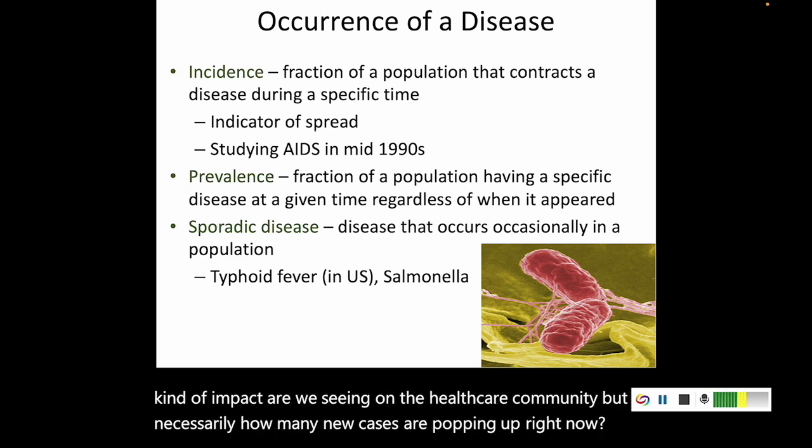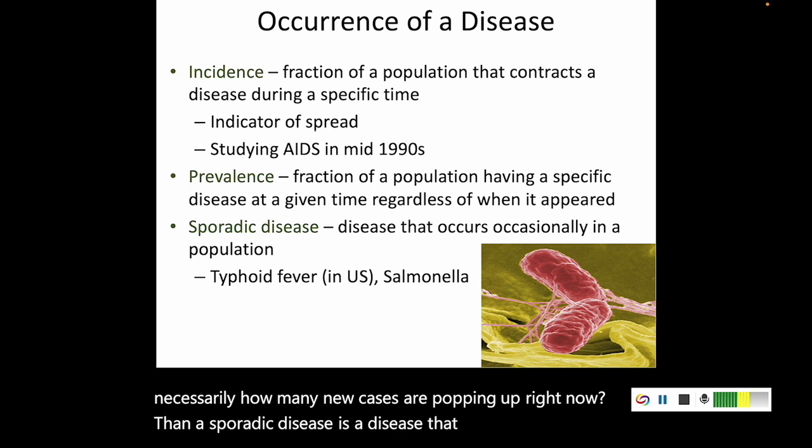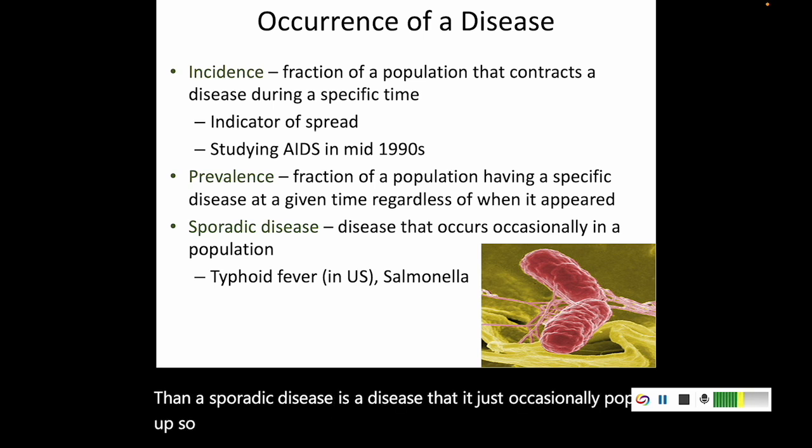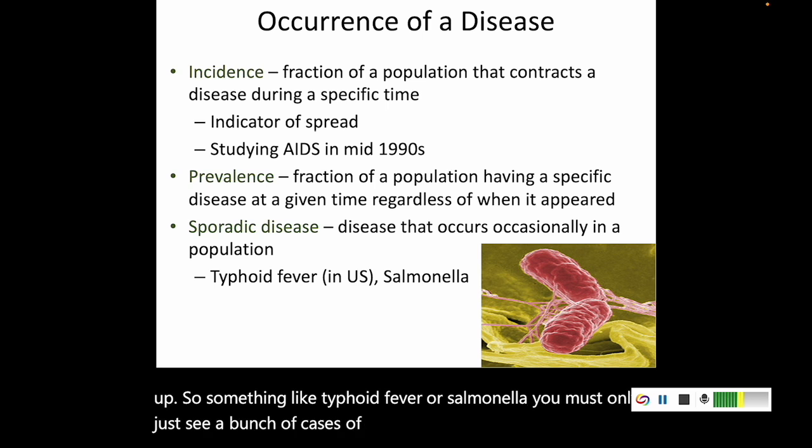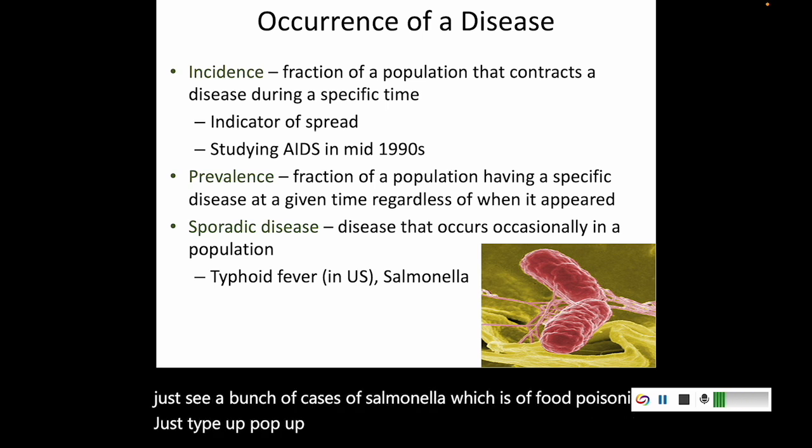Then a sporadic disease is a disease that just occasionally pops up. So something like typhoid fever or salmonella, you might suddenly just see a bunch of cases of salmonella, which is a food poisoning, just pop up occasionally.